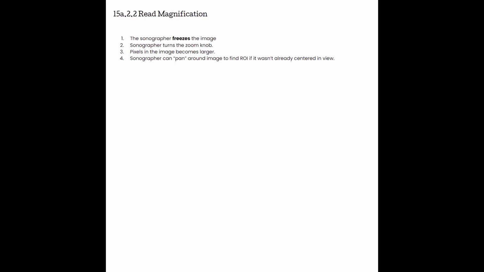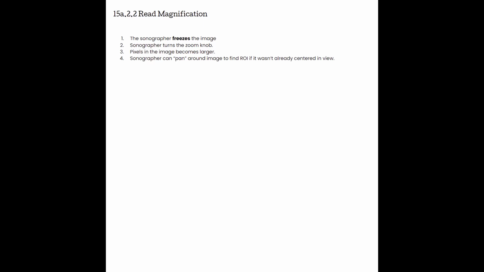And then typically what you do is turn the zoom knob. Before, we were pushing it in to activate it and to get our region of interest. This time it's really just a turn of the knob. And when you turn that knob, what happens is that instead of rescanning, because remember we're frozen right now, all that ends up happening is that the pixels in the image become a little bit larger.